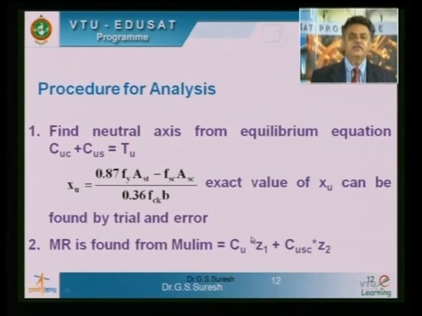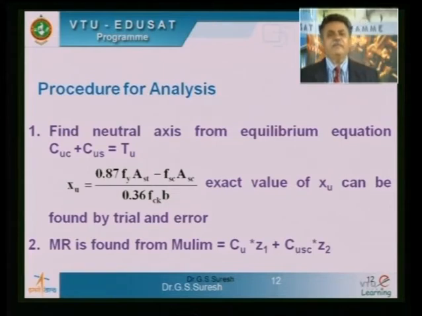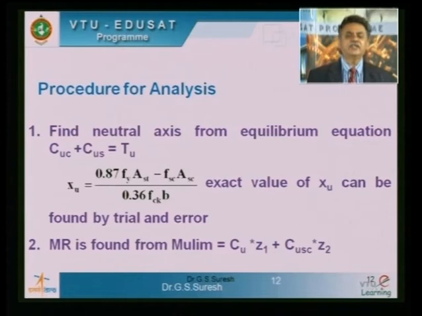So as far as the numerical calculation is concerned, why am I doing all this? I want to design the beam, so I should know how to calculate the different concepts in the doubly reinforced section. First part is the analysis. I give you a beam with the reinforcement in the tension zone and compression zone. I ask you to calculate the moment of resistance. How to do that is shown in this slide, that is the procedure for analysis.